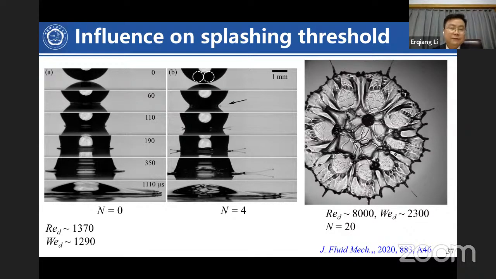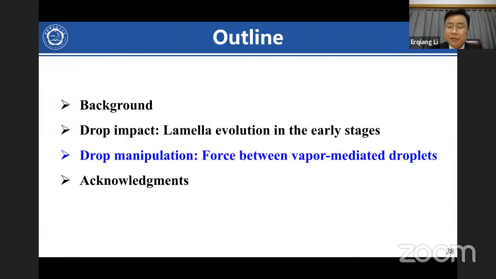Okay. So that is my first part. It means the Lamella evolution is very important for cavity formation during water entry problems, but also for drop impact experiments. The earlier Lamella evolution, I think it is the same problem as the water entry problem. So they are the same for these two configurations. The second part is the drop manipulation.